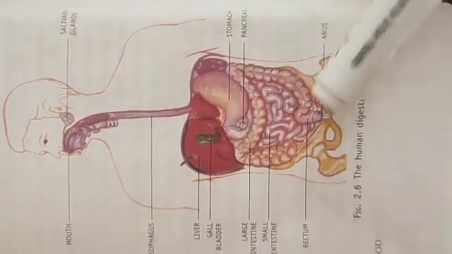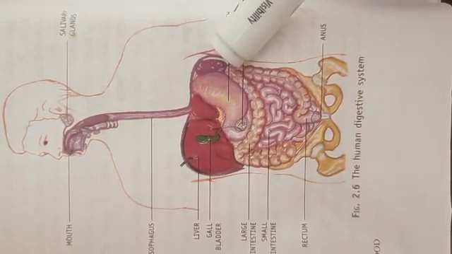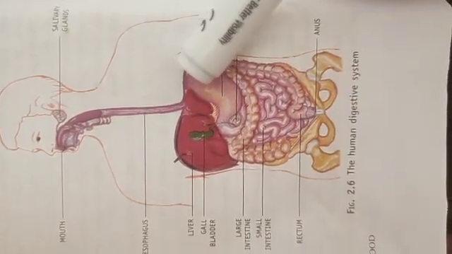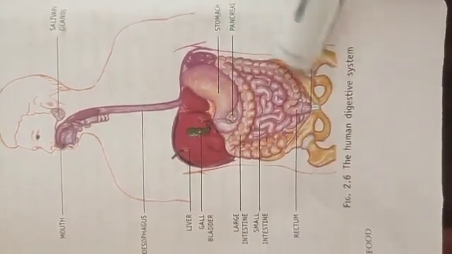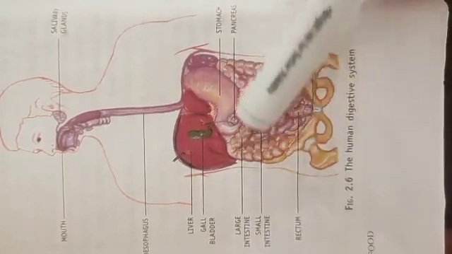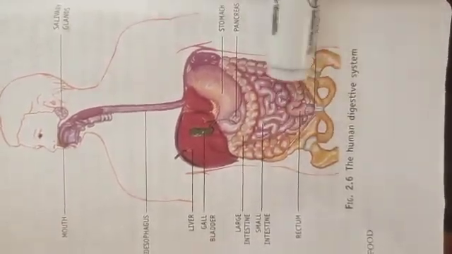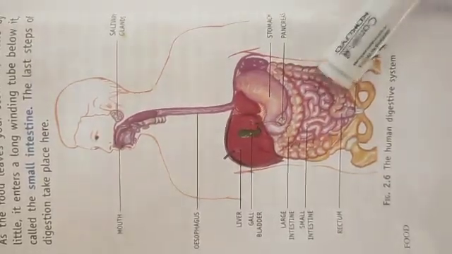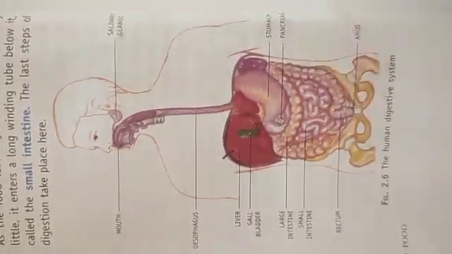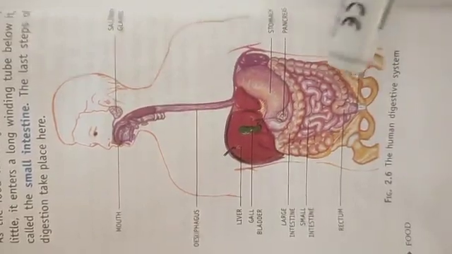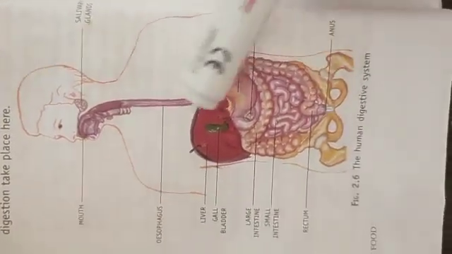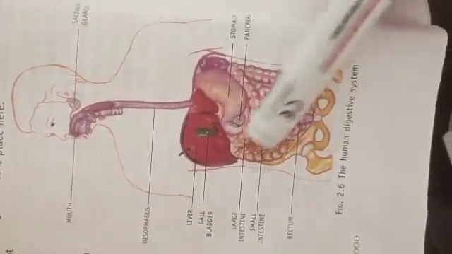After that, undigested food present in the small intestine goes into the large intestine. This one is the large intestine. You know, the small intestine is the largest part of our alimentary canal. And after digestion in the small intestine, the undigested food goes into the large intestine.